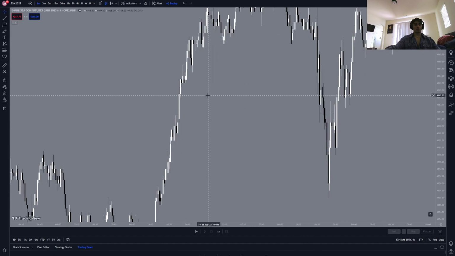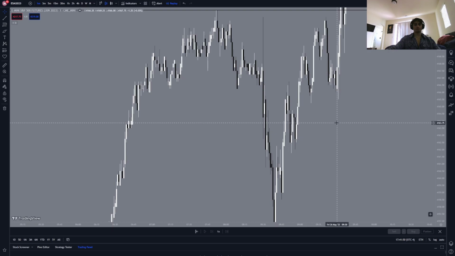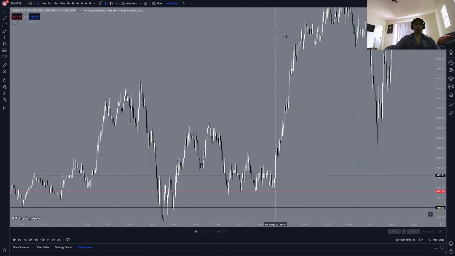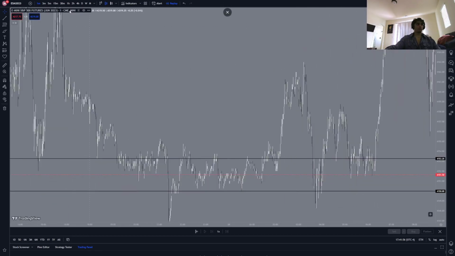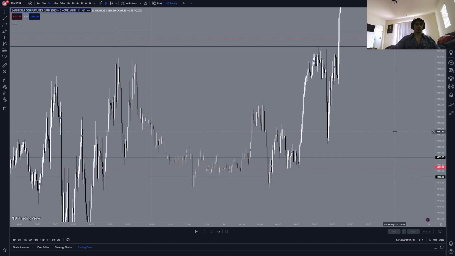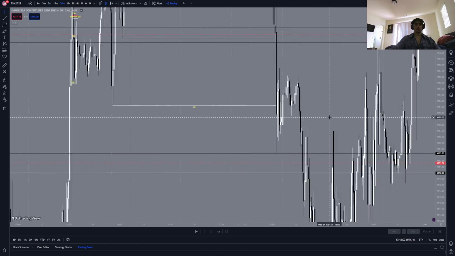just before market open. So 7 a.m., market opens at 9:30, and then it takes off. So how could you trade this? Let's hop into a little bit higher time frame so we can get a better grasp of what's going on here.